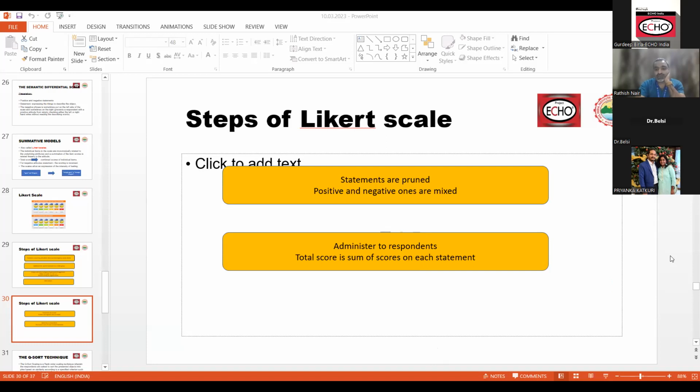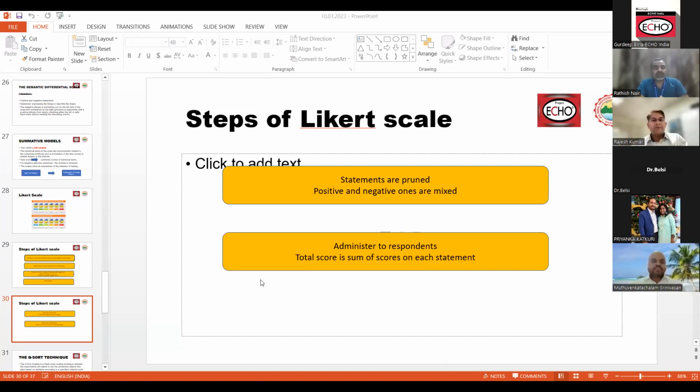So, to administer a pool of statements to a group of respondents who are similar to the population on whom the scale will be used. For example, if we want to study the attitude of housewives, the pool should be administered to a group of housewives with a background similar to our final population.